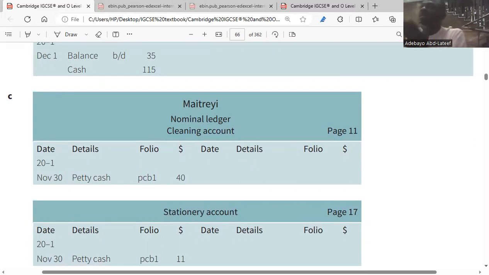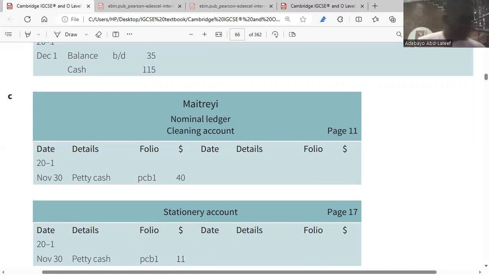So the details will be what? Petty cash, because we are taking it from the petty cash book. The details of our ledger will be what? Petty cash. For the cleaning account, what goes to the cleaning account? The petty cash gives the cleaning account $40. So our details will be cleaning account, petty cash book. Do you get it, please?